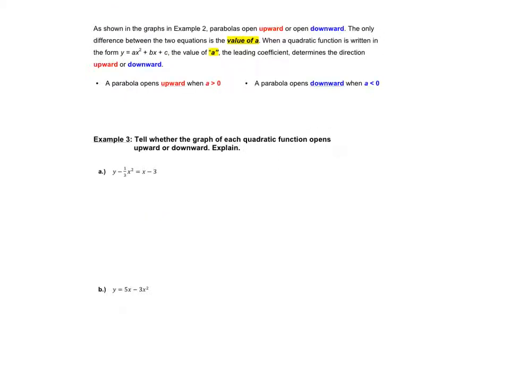So when you write an equation into standard form, so y equals ax squared plus bx plus c, if the a is positive, the graph is going to open up. They're saying if the a is greater than 0, that would be any positive number, the graph's going to open up. If the a is negative, the graph's going to open down, so meaning if the a is less than 0. So we have to put it in standard form first.